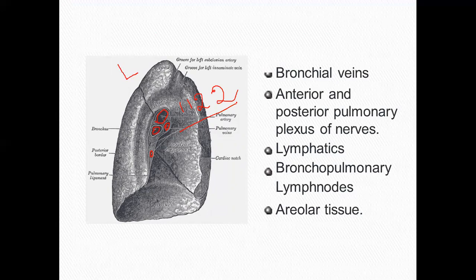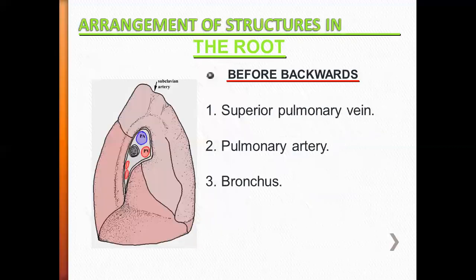The only difference you can see is the bronchus. Other than that, they are mostly similar. Then the bronchial arteries also have differences. This is about the root of the lung, or hilum of the lung.